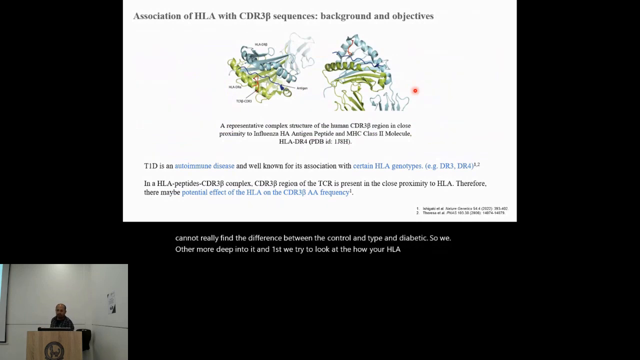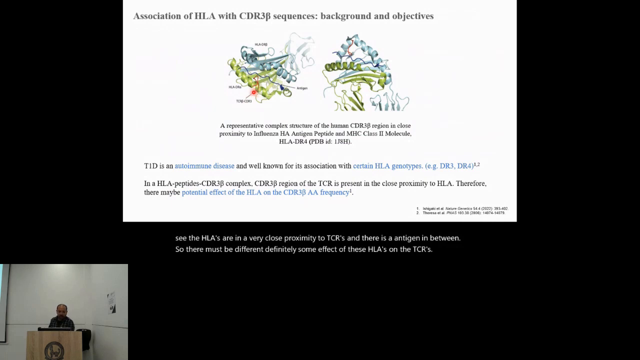your TCR repertoires. There was another paper which very nicely explained that HLAs really affect your TCR repertoires. And this is one example structure here. You can see the HLAs are in very close proximity to TCRs, and there is an antigen in between. So there must definitely be some effect of these HLAs on the TCRs.